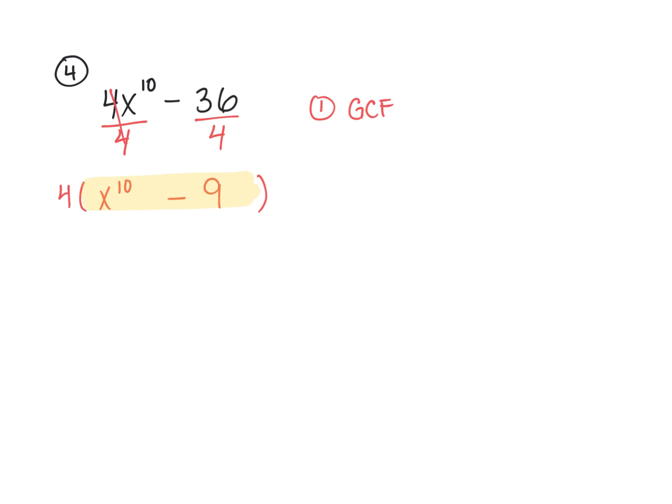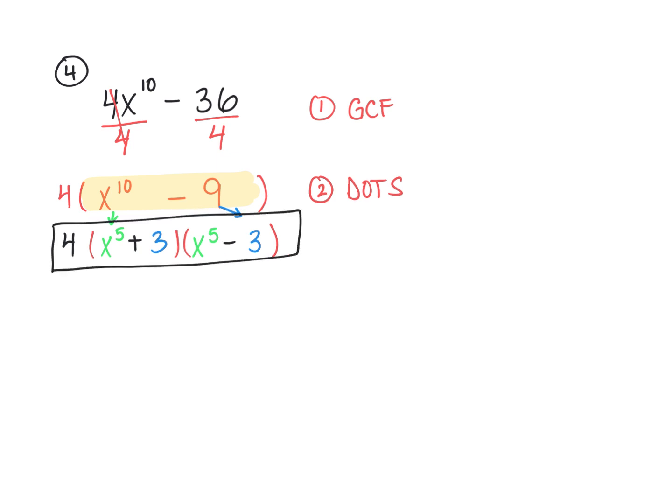So this is difference of squares. Step 2 is difference of squares. So we need to break this down into 2 parentheses. And we ask ourselves, what is the square root of x to the 10th? And that's going to go in the front. Now remember, it's always half. So this is just x to the 5th, x to the 5th. And the square root of 9 is going to go in the second parenthesis, which is 3 and 3. And again, we need a plus and a minus and a 4 in front. And that's it. That is my final answer. This is a good example of GCF first, then difference of squares. So always be careful checking for that GCF.